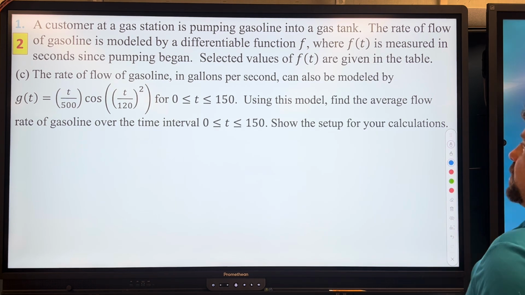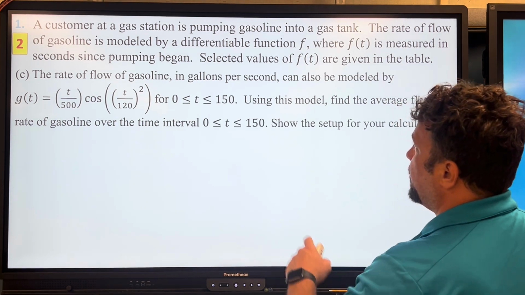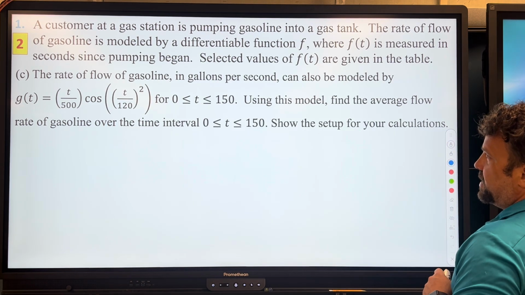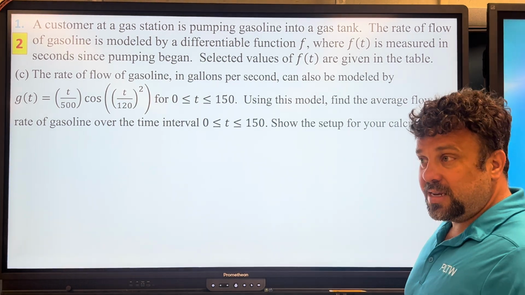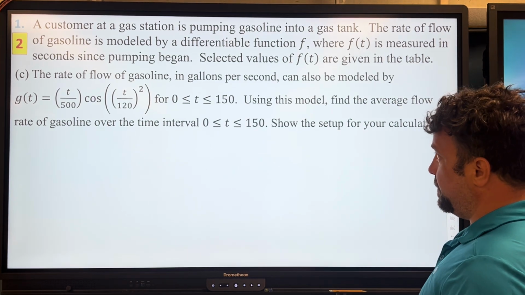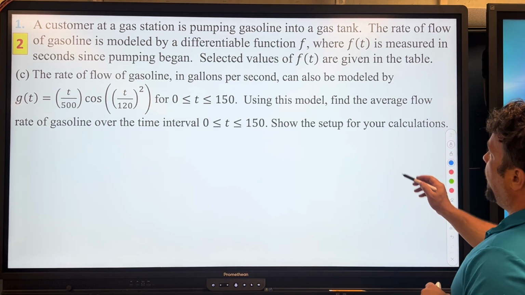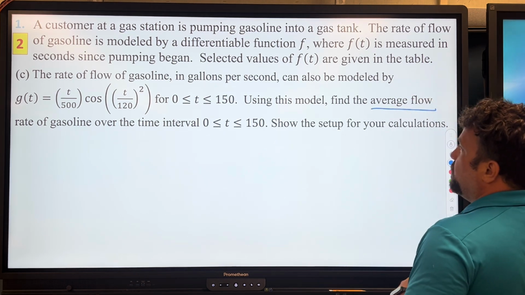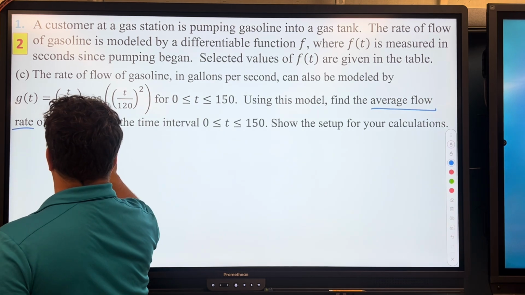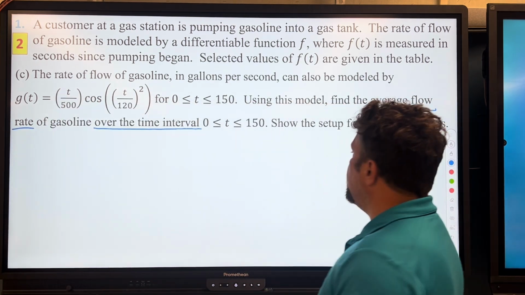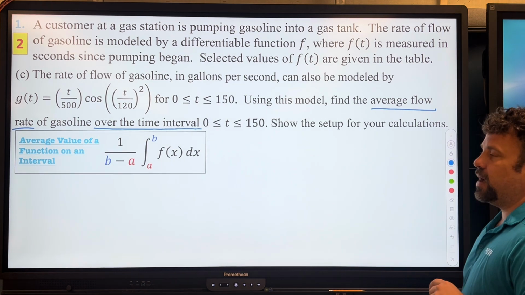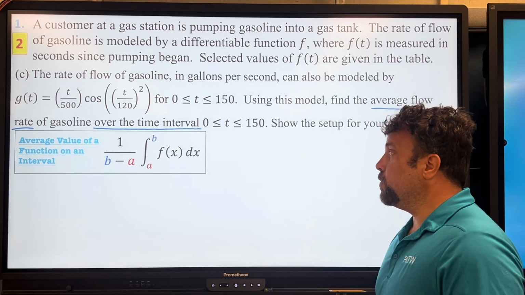So right now, the rate of flow of gasoline in gallons per second can also be modeled by G of t equals, so they give you an equation for the rate of flow of the gasoline. The rate of flow of the gasoline is the velocity of gasoline, which is the derivative of f of t. So using the model, find the average flow rate of gasoline. When it says over the time interval, that tells you to use the average value of a function over an interval.